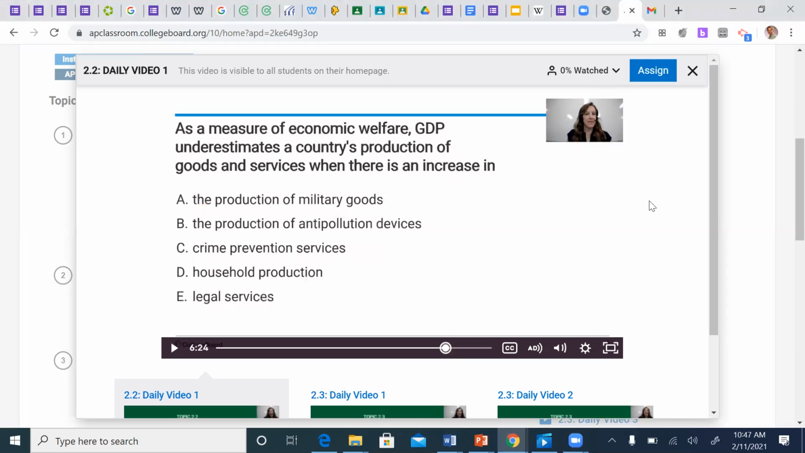So as a measure of economic welfare, GDP underestimates a country's production of goods and services when there is an increase in... what is one of these things that is not measured in the GDP?